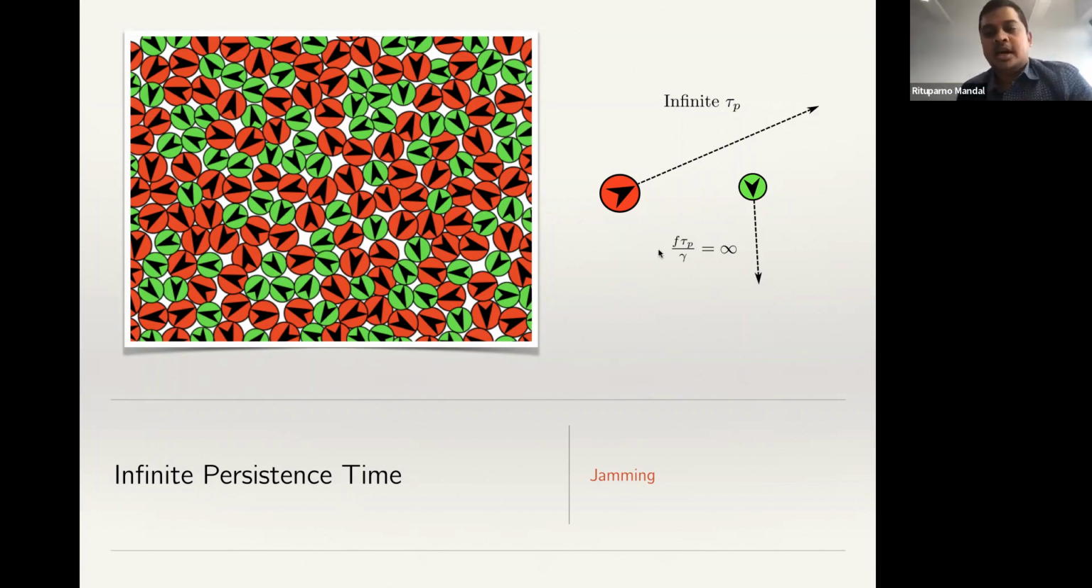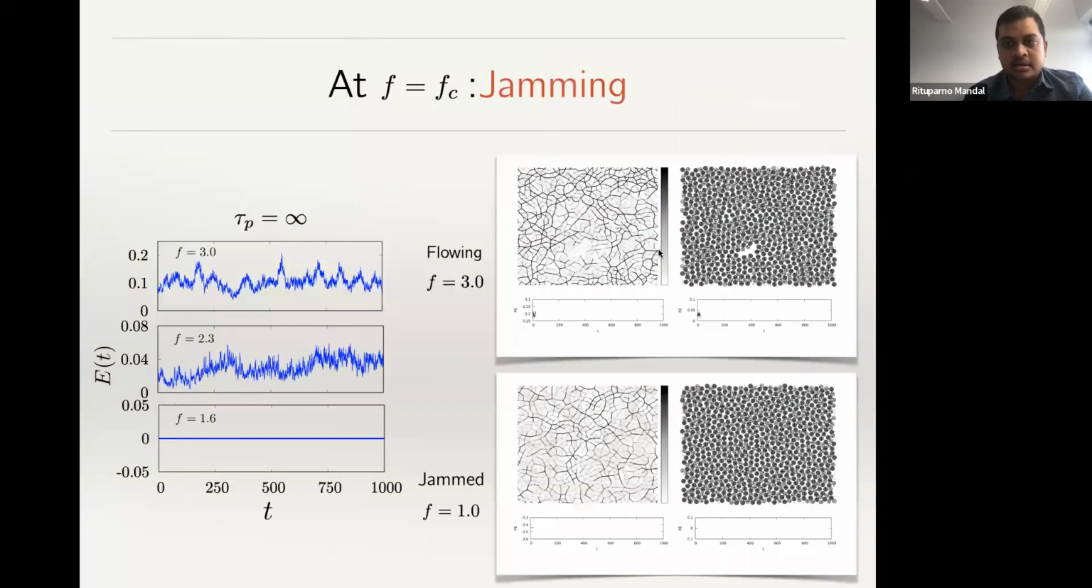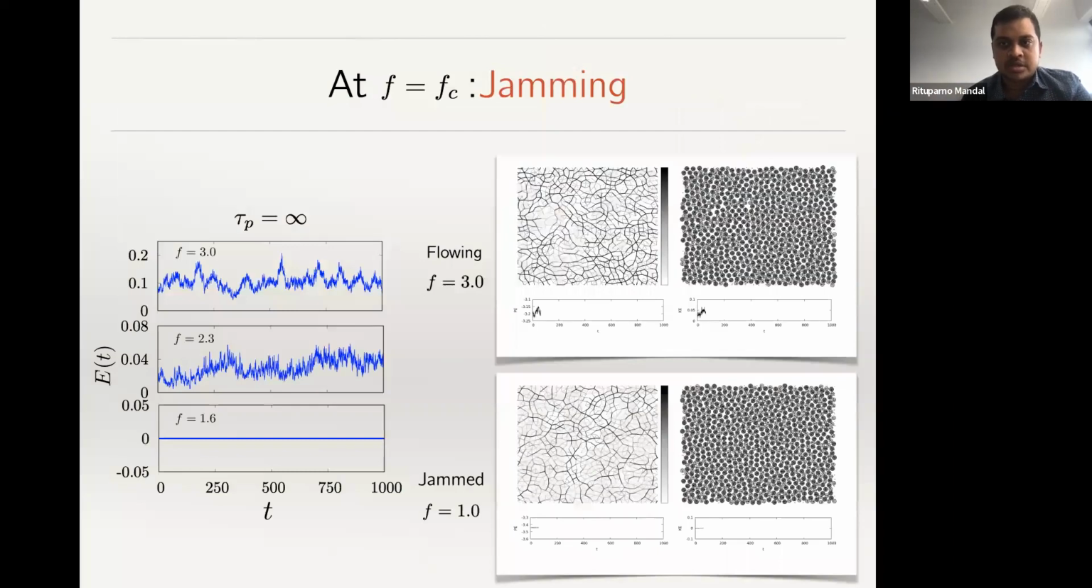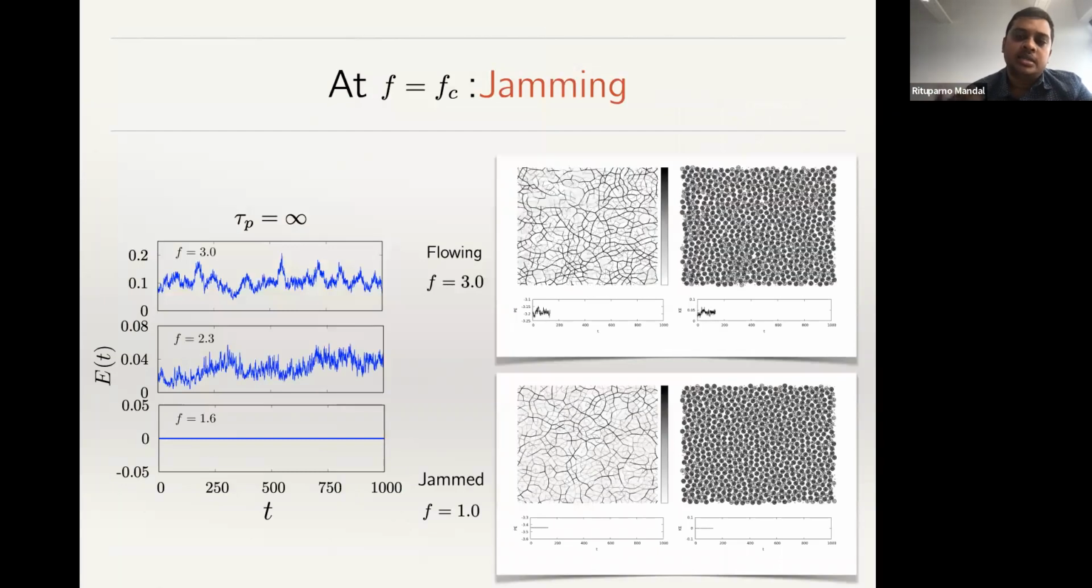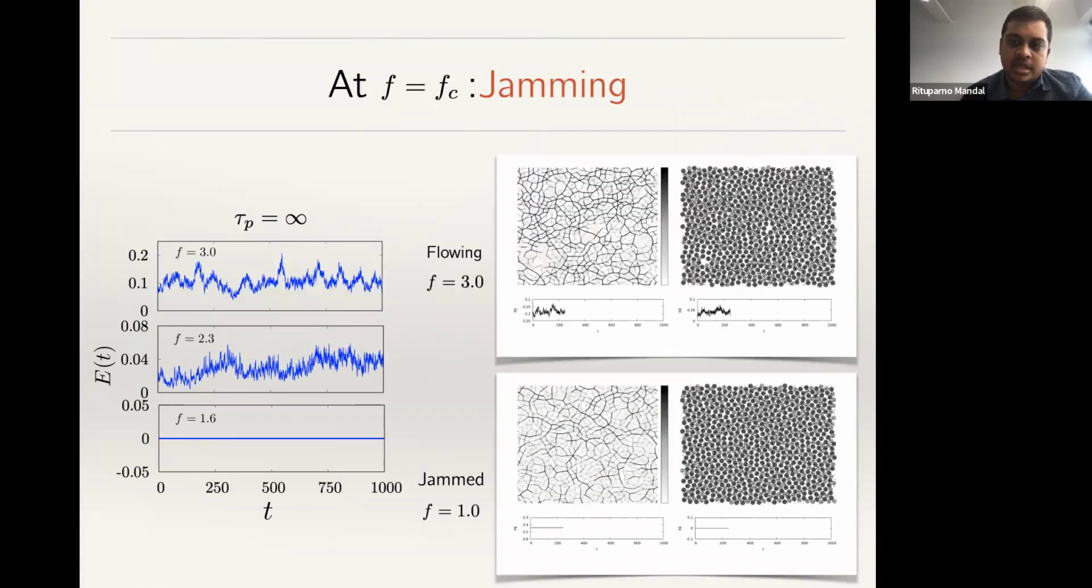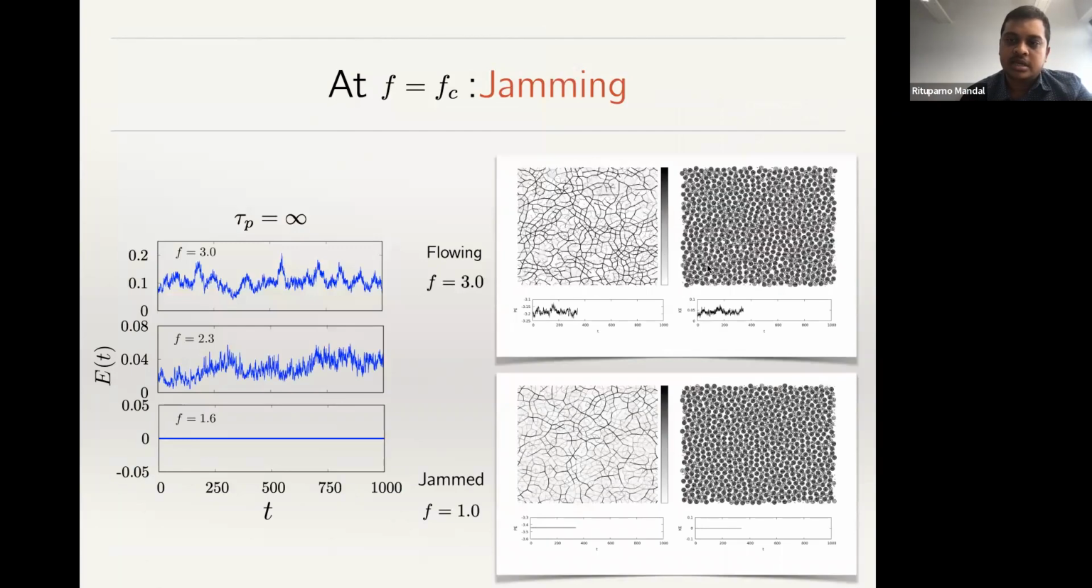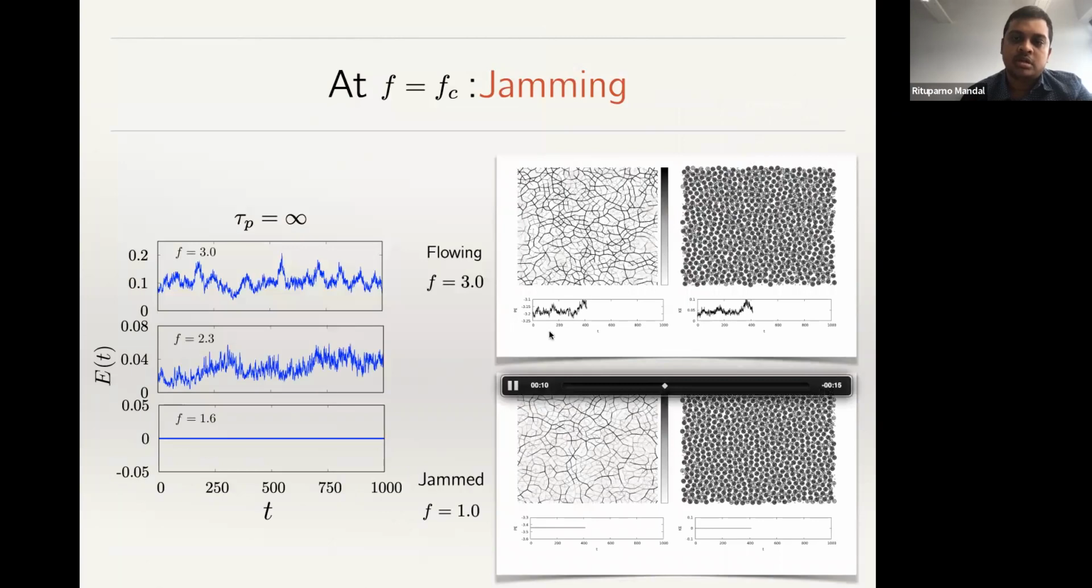Okay, so let's look at now the other limit, which is the infinite persistence time limit, where the forcing on each particle doesn't change over the simulation time scale, because it's infinitely persistent. That means the noise on the theta equation is 0, so theta doesn't change over the time scale. And in this scenario, the physics of the system is dictated by the physics of jamming. So at large F, you will see this kind of flowing state where the particles are moving nicely, and the force networks are getting remodeled easily.